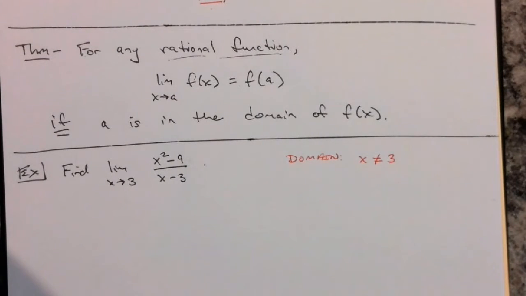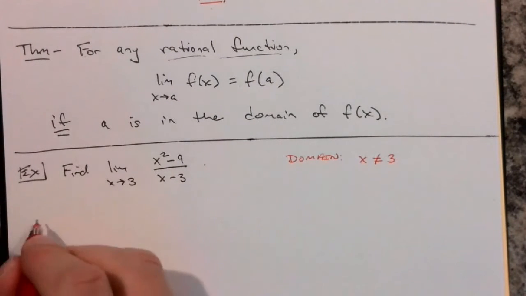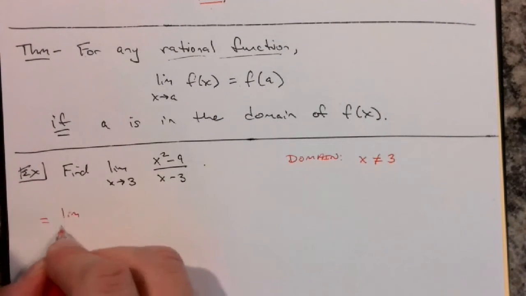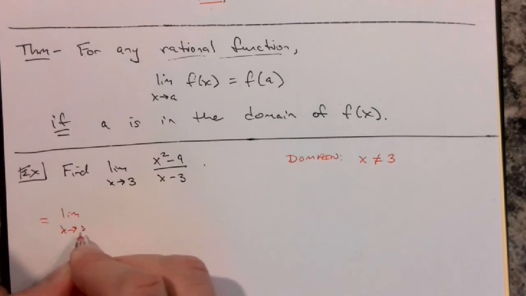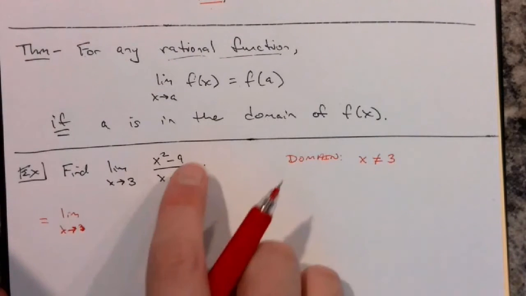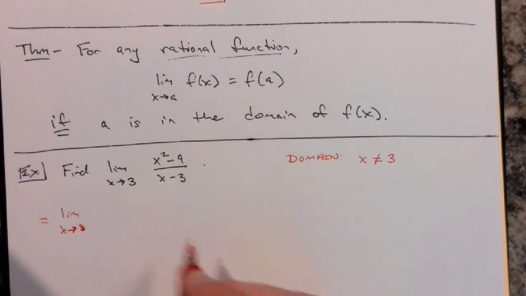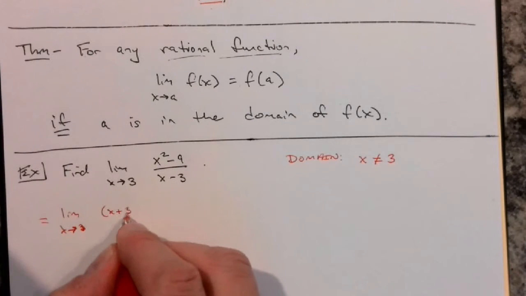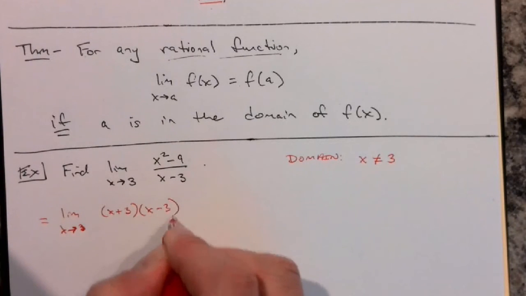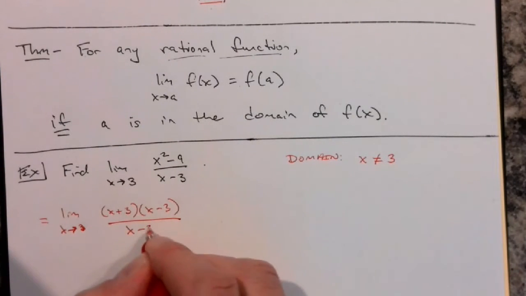So what we're going to do is talk about factoring this. So simplifying this, we're going to simplify this by factoring. So this will be the limit as x approaches 3. Make sure you always write the limit notation first. So limit as x approaches 3. Now x squared minus 9, how does that factor? Well, it factors to x plus 3 times x minus 3, the difference of perfect squares, all over x minus 3.